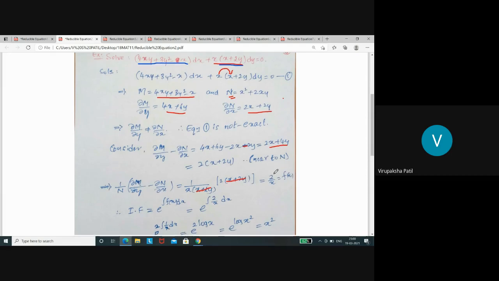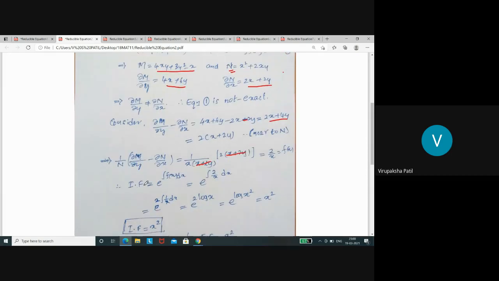Since it is a purely function of x, according to the rules, the integrating factor is e to the power integration of f(x) dx. Substituting that value here, it is e to the power integration of 2/x dx. Now you can take 2 outside, so this becomes e to the power 2 times the integration of 1/x dx. So 2 as it is, and the integration of 1/x dx is log x.